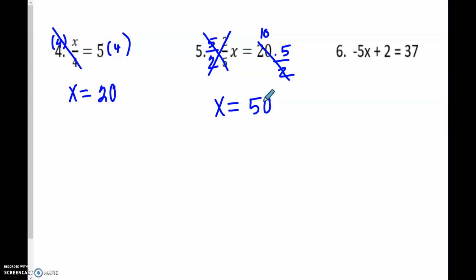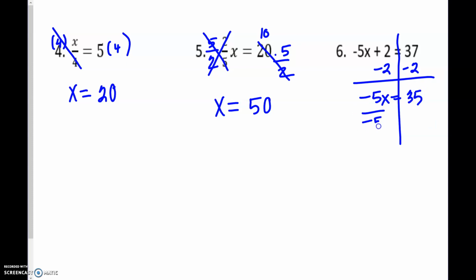All right, number 6. Looks like we're going to have more than one step here. What is the first thing we need to do to get x by itself? We need to subtract 2. So we have -5x is 35. Now we're going to divide both sides by -5. So x is, and remember your sign, so it's -7.